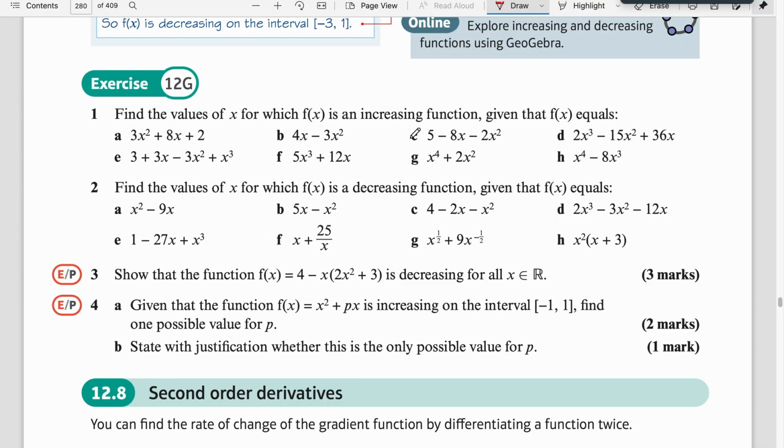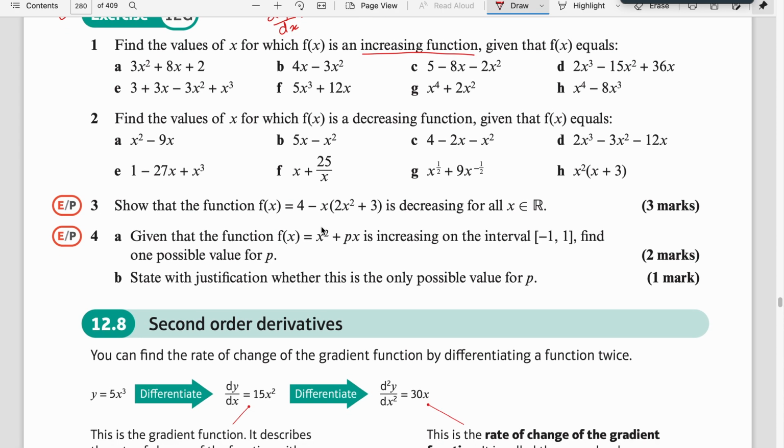Okay, quick summary. We'll stop here. Question 1: find the values of x for which it is an increasing function. So dy by dx greater than 0. Question 2: find the values of x when it is a decreasing function. So dy by dx less than 0. Question 3: show that the function is decreasing for all values. So dy by dx, and using any value, the square will turn it into a positive value.